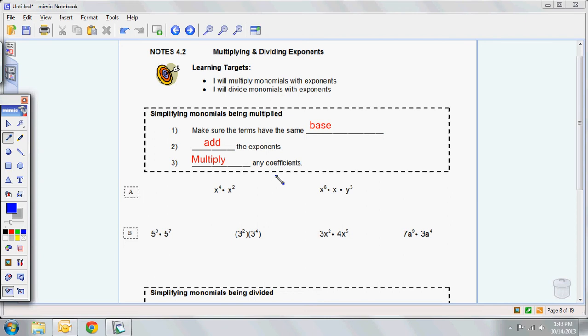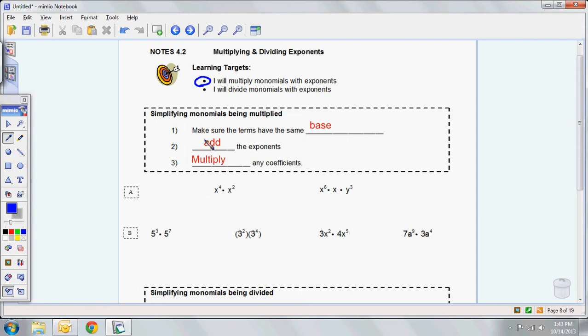Number 1. You guys are in charge of this first learning target, which is multiplying monomials with exponents. So your job today is going to be to explain how to simplify these types of problems to your group members. So make sure if you have any questions before we share as a group, make sure you let me know.